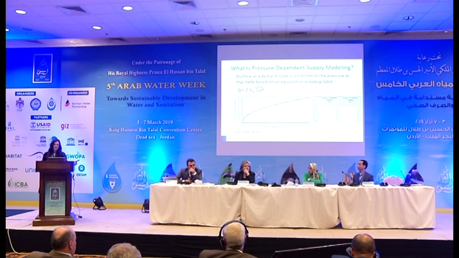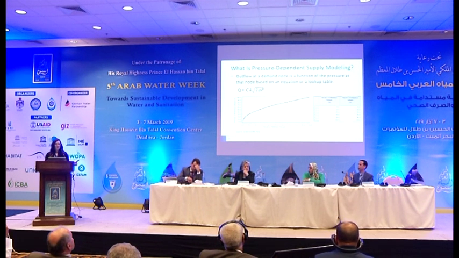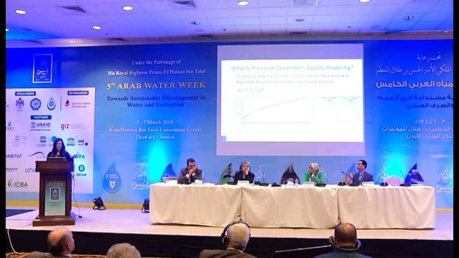So what is pressure-dependent supply modeling? Basically, as I stated here, it relates the demand of the customer to the pressure available at the demand node. It uses the orifice equation, which is Q = CA multiplied by the square root of 2gP. C is the discharge coefficient, A is the cross-sectional area of the orifice, and P is the pressure difference at the orifice.